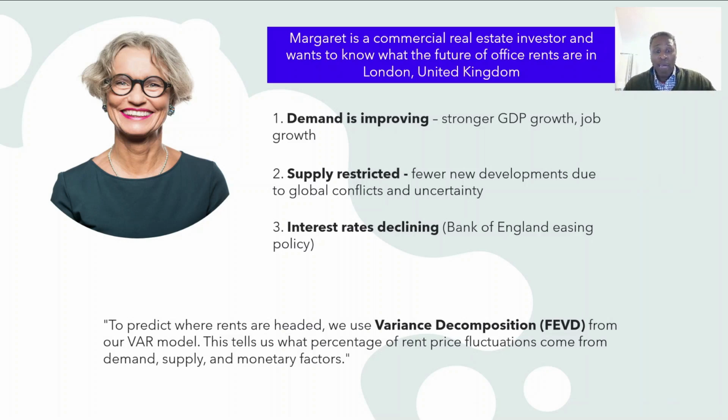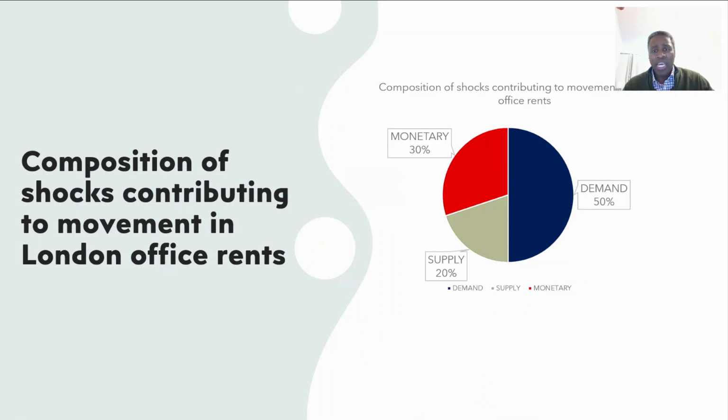From our VAR model, this could tell us what percentage of the rent price fluctuations come from demand shock, supply shock, and monetary factors. I'm just presenting here a visual of what this might look like. It could be after any length of time. I normally take 1 to 10 years. This could be a short-term movement. So what this means is that 50% of the movement in London office rents comes from the demand shock, 30% from the monetary shock, and 20% from the supply shock.